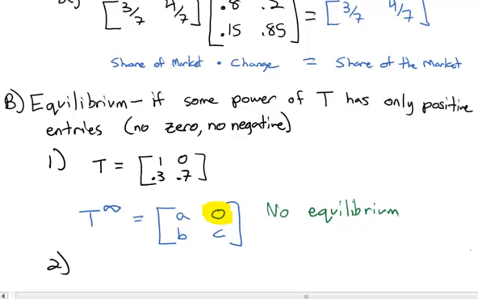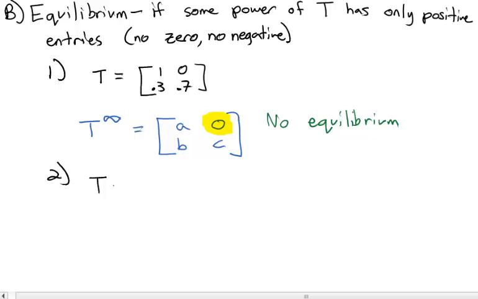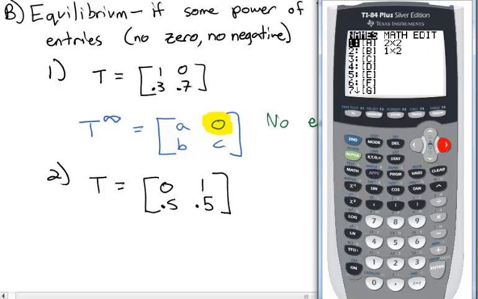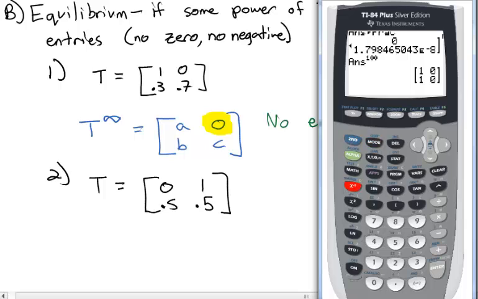Contrast that then with a transition matrix that's equal to, what if we put the 0 in the top left? 0, 1, 0.5, and 0.5. Now if we program that matrix in as a 2 by 2 matrix with 0, 1, 0.5, 0.5, second quit, second matrix A, I like to put it on the screen first to make sure I typed it in right.